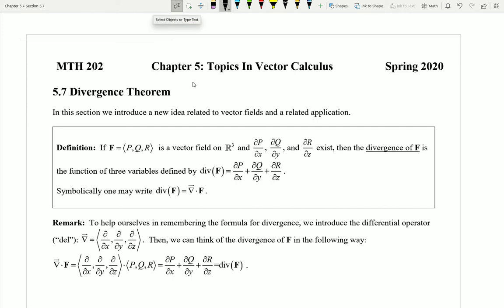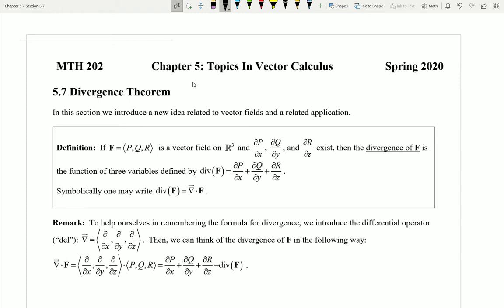We now turn to section 5.7. We're going to talk about a new idea that's related to vector fields and some of the applications with flux that we saw in the last section. Now, to start this section, we need to define a new operation that we can do to a vector field. So take a look at the definition we have here.